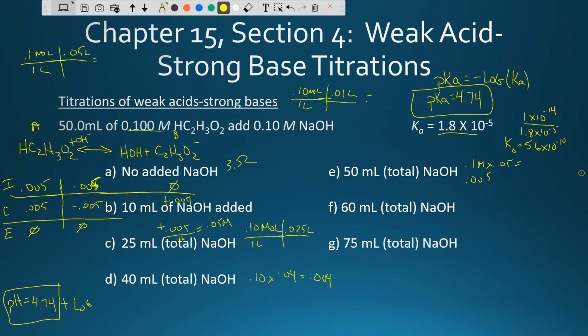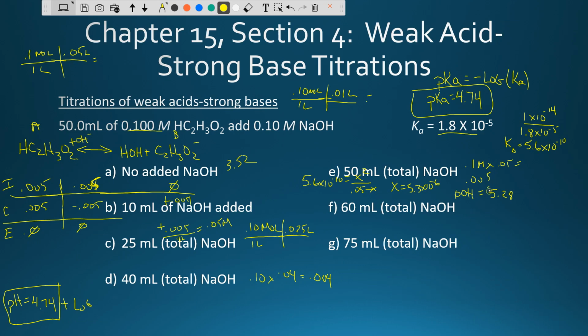to the negative 10. I do know that if I'm at my equivalence point, that 5.6 times 10 to the negative 10 is going to equal x squared, because it's going to be changing a certain amount in there. It's going to be over 0.05 minus x. Again, this is a small value. Multiply both sides by 0.05. I end up with a value of x equaling 5.3 times 10 to the negative 6th. If I plug that value in, I will be finding a pOH, won't I? A negative log of this number will give me a pOH. That'll give me an answer of 5.28.